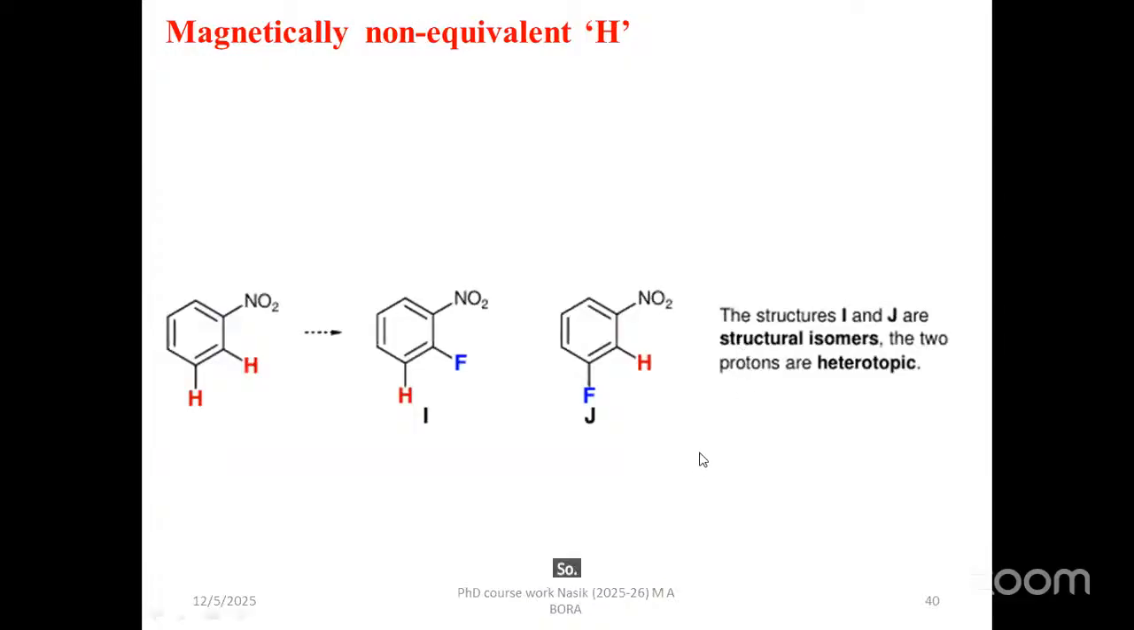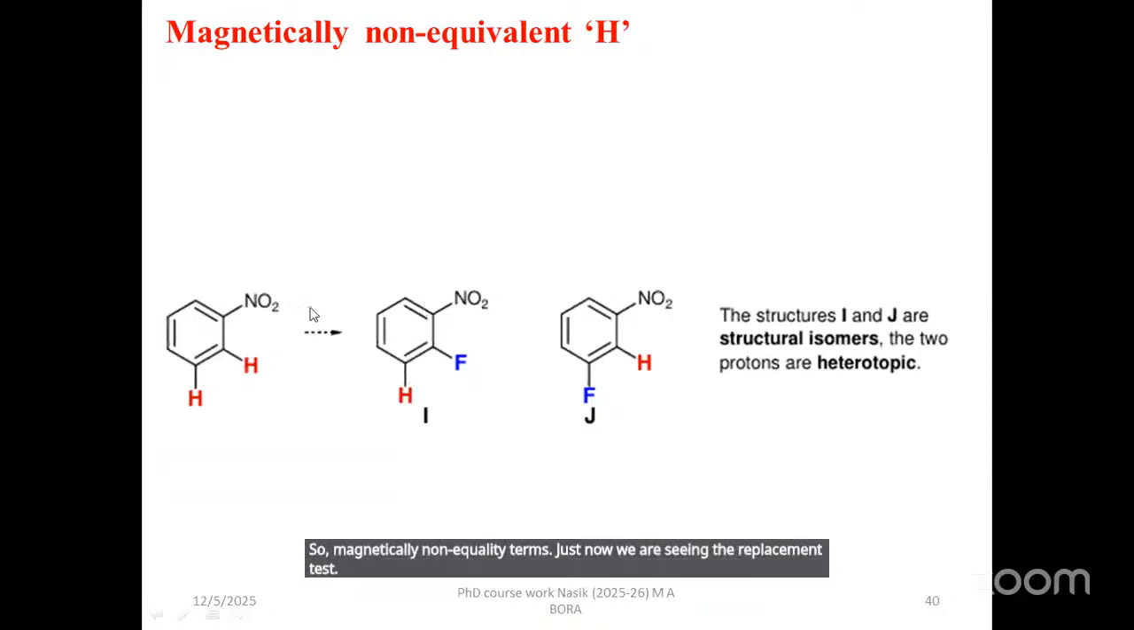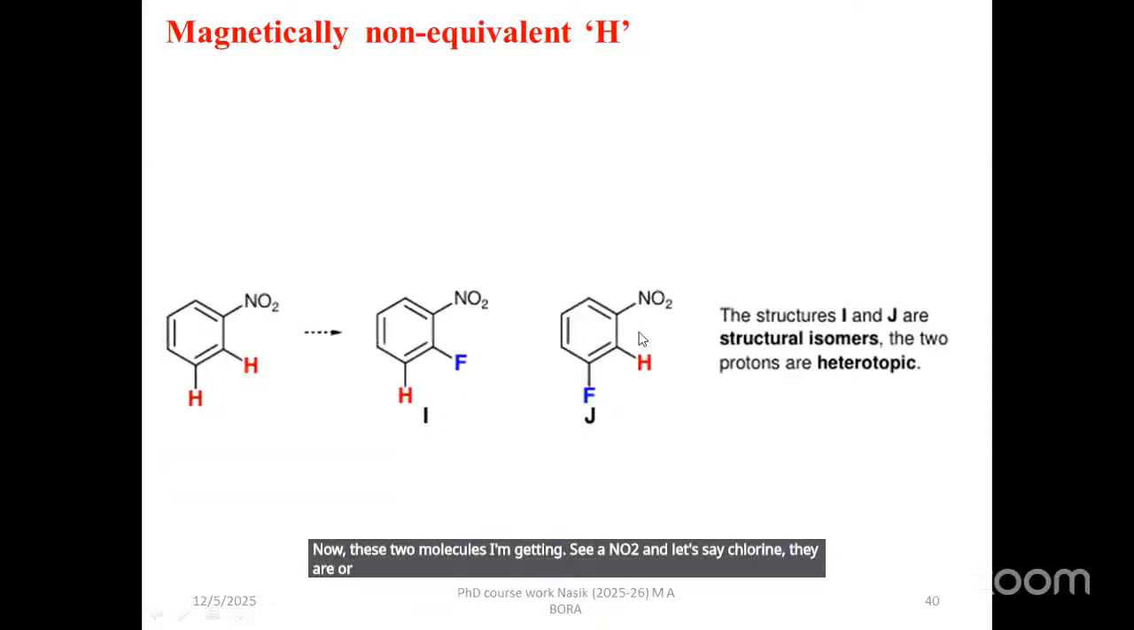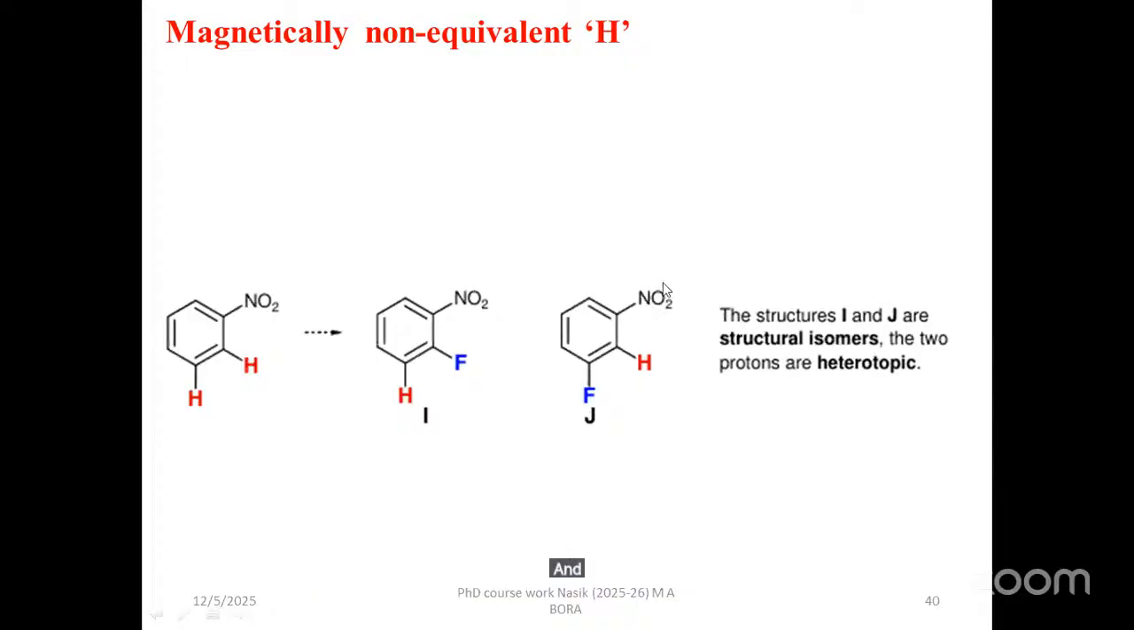Now for magnetically non-equivalent protons, just now we saw the replacement test. If I have this molecule, I replace hydrogen by fluorine over here, and I replace hydrogen by fluorine over here. Now I get these two molecules. See here, NO2 and fluorine are ortho with respect to each other. NO2 and fluorine are meta with respect to each other. So the two molecules I am getting, I and J, are not the same. They are isomers of each other, and therefore these two protons will be called heterotopic.